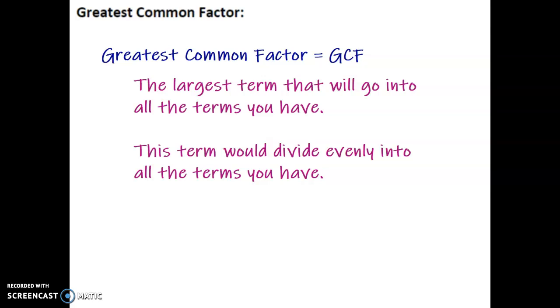So also, it would be important to know that this term would divide evenly into all the terms that you have. That's how we can use the word go into. That's the same thing as saying that it would divide evenly. So pause the video at this point and make sure that you have those written at the top of your paper.